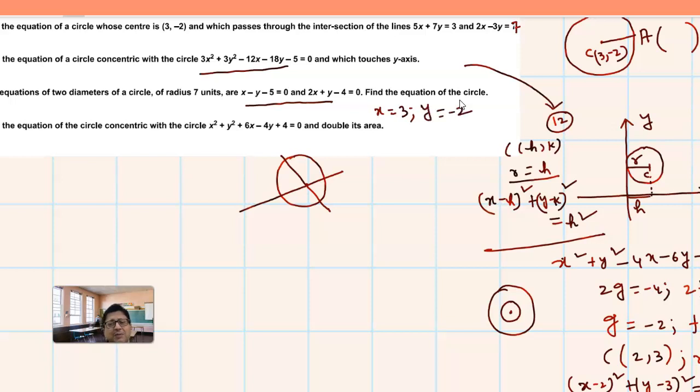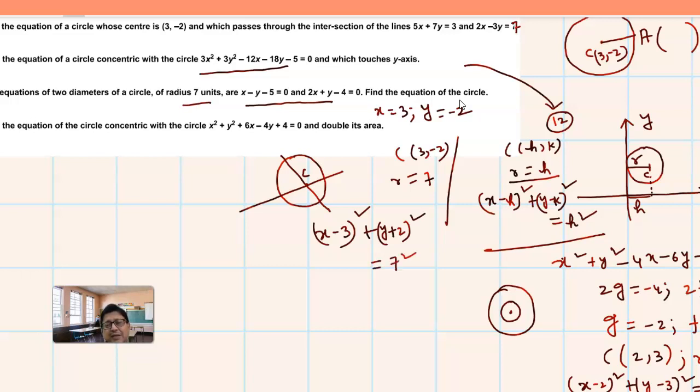This is very easy to solve. So the center of the circle you found. Center is going to be what? 3 comma minus 2. What is the radius? So r is 7. So the standard form will help you to get the equation quickly. It is x minus 3 whole square plus y plus 2 whole square equal to 7 square. So this is the required equation of the circle.